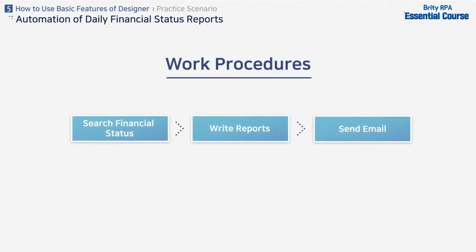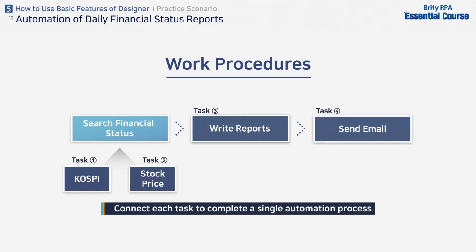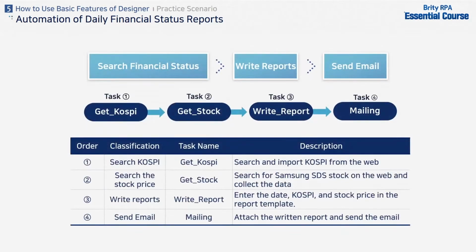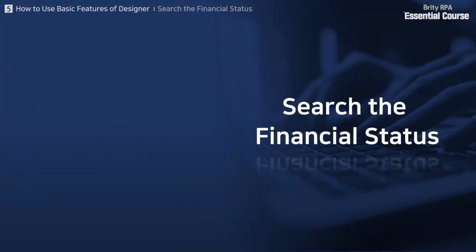Overall, the process to automate is composed of 4 tasks in total. You can create each task and connect them to complete a single automation process. Take a look at the name and order of each task. Shall we start the exercise?